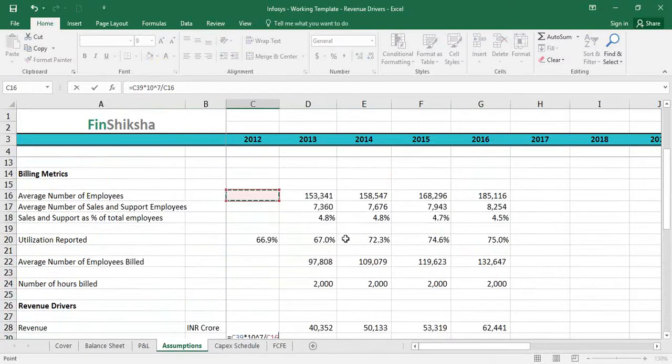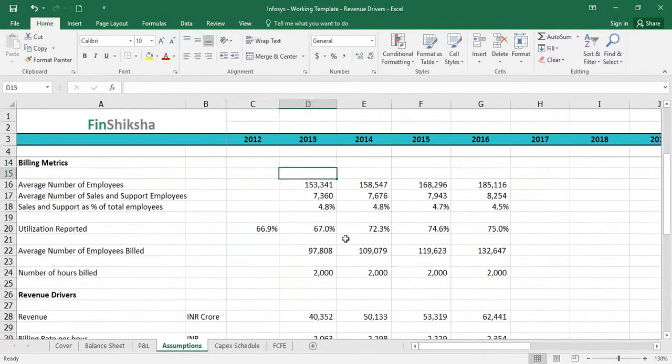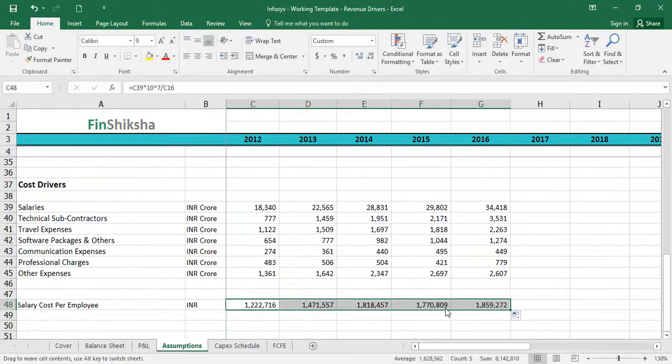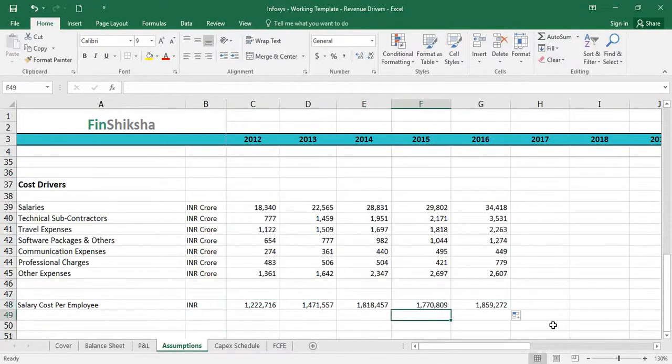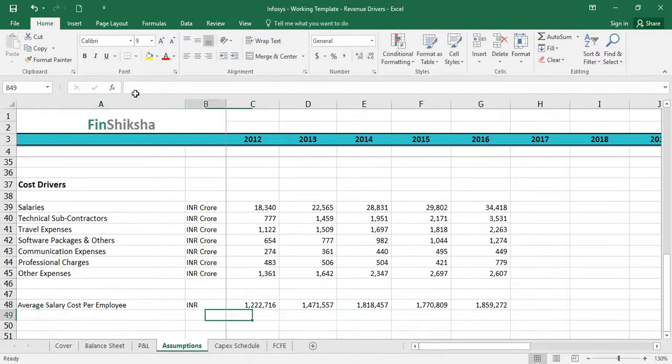Now that for the first year is not available, so I'm going to just plug in this number. It might give an error. We can go to this average formula and just do an average here. So we do get some number here, right? This is not an exact number because we have taken the average of 2012 and the previous year, but the previous year is not available. So it's going to give only the 2012 number. This is what broadly gives us the overall salary cost per employee on average, right? So we can also say, average salary cost per employee, right?